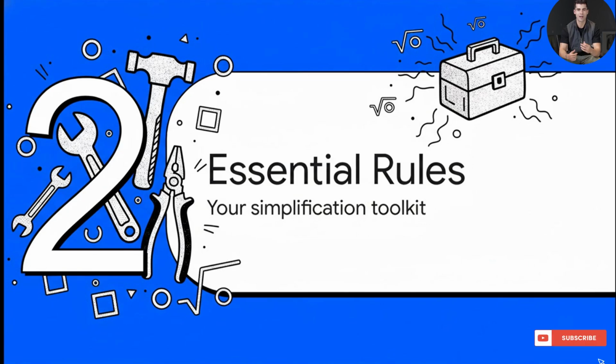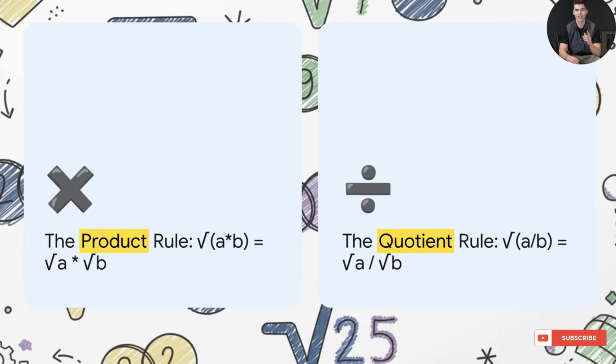Now, every job needs the right set of tools, right? Well, for simplifying radicals, your toolkit is surprisingly small. There are really only two fundamental rules you need to have in your back pocket, and they will unlock pretty much every problem you're ever going to face. And here they are. The product rule lets you take one multiplication problem under a radical and split it into two separate, easier ones. And the quotient rule does the exact same thing, but for division. That's it. These two rules are the absolute foundation of everything we're about to do.